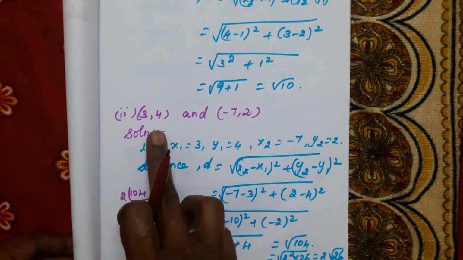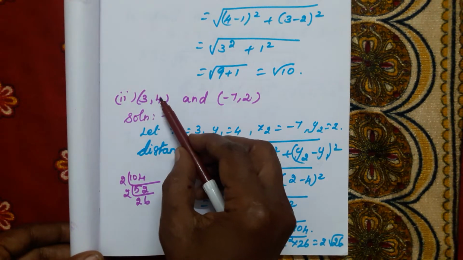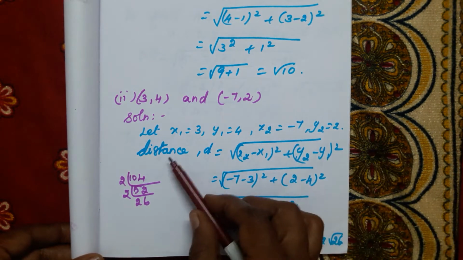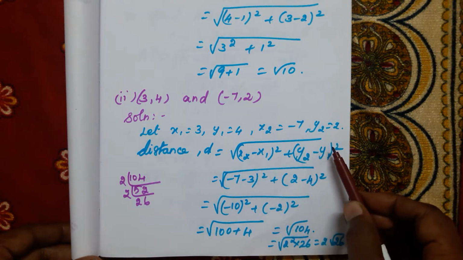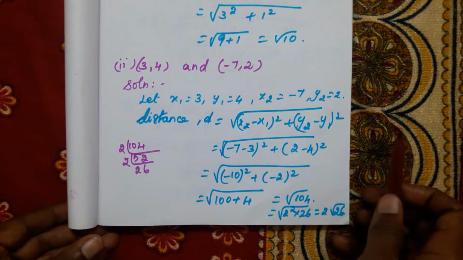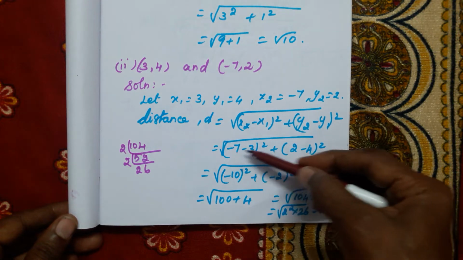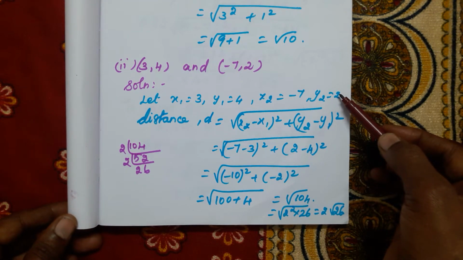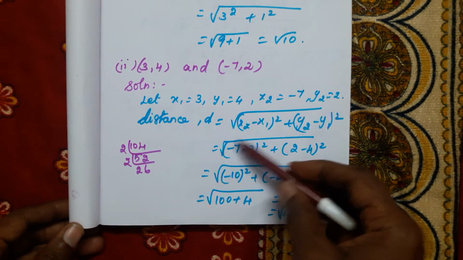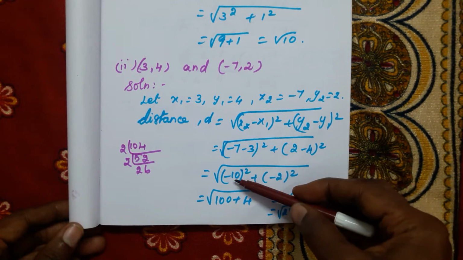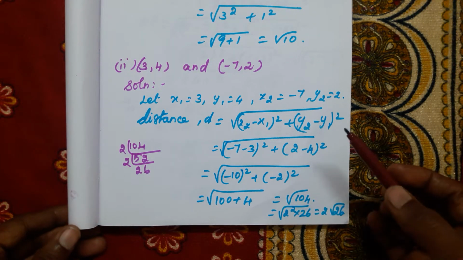Second question: (3, 4) and (-7, 2). Here x1, y1, x2, y2. Distance d is equal to root of (x2 minus x1) the whole square plus (y2 minus y1) the whole square. x2 minus x1, that means minus 7 minus 3, the whole square, plus y2 minus y1, 2 minus 4, the whole square. It's equal to root of (minus 7 minus 3 = minus 10) the whole square plus (2 minus 4 = minus 2) the whole square.